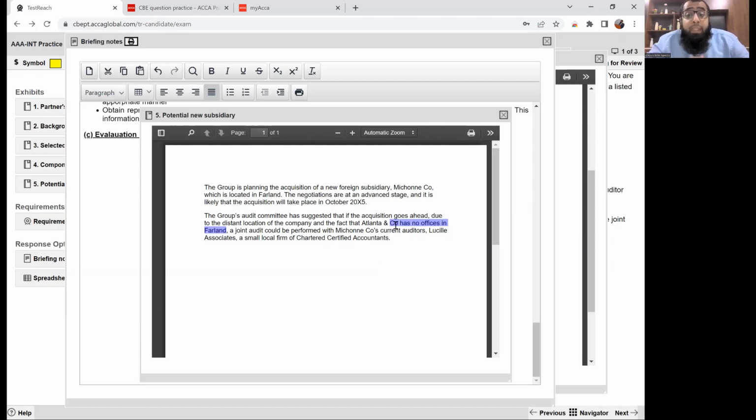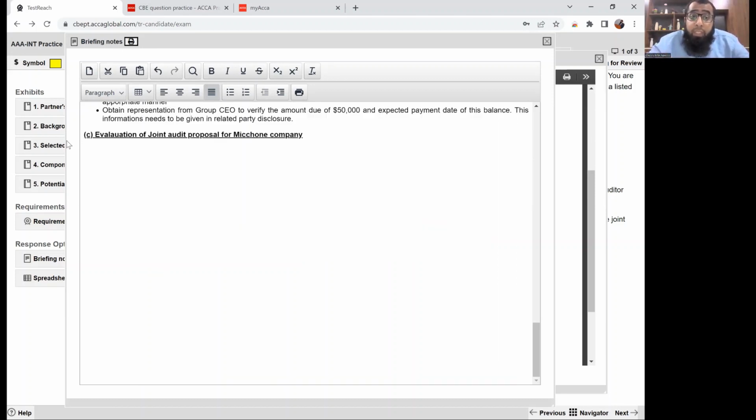Then you can say that it's a completely different country, Farland. Okay, it's a foreign subsidiary which is located in Farland. You can read it here. So maybe the other country has different regulations. So going for joint audit will help us in understanding the regulations also. So just look at it while I develop the answer.